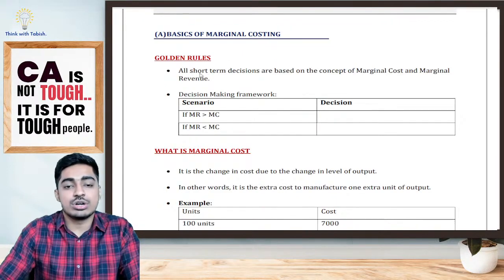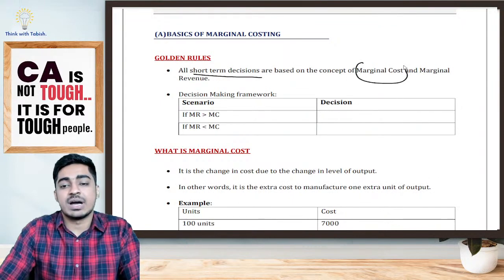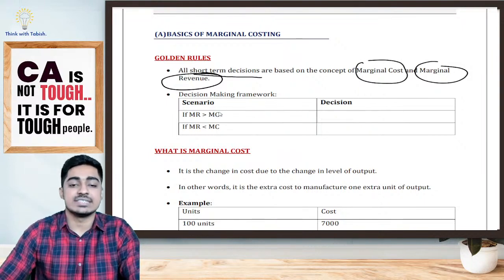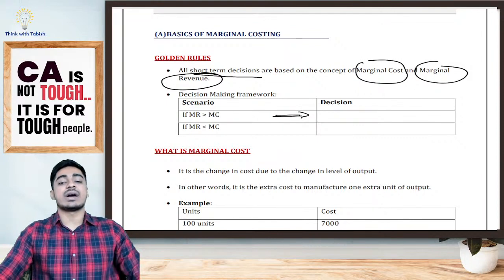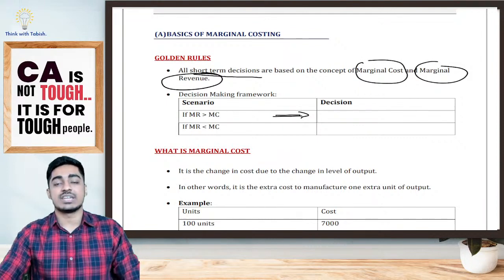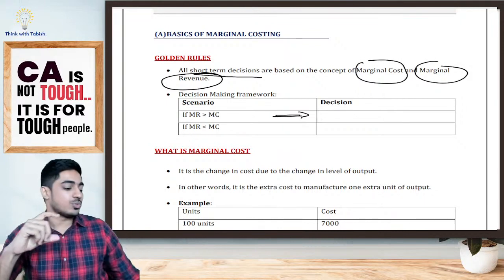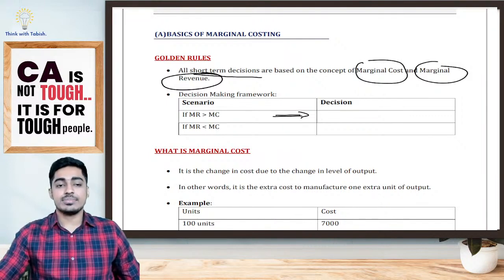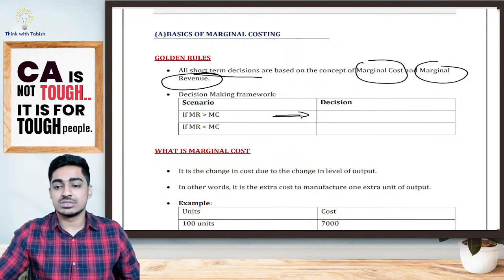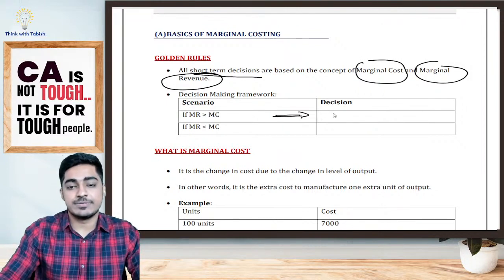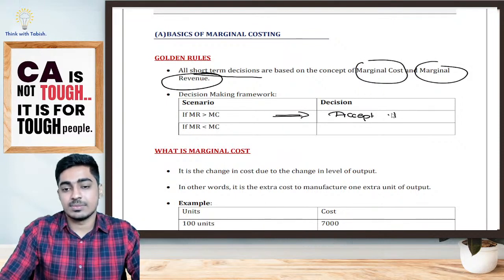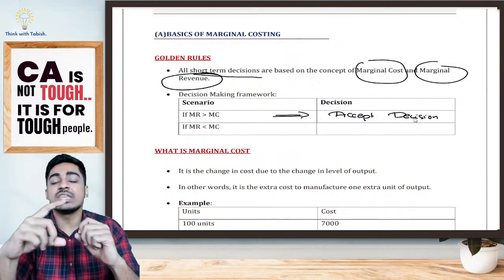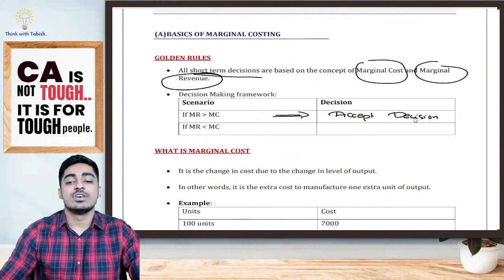First, let us have a look at the basics of decision making. All short-term decisions are based on the concept of marginal cost and marginal revenue. We compare marginal cost with marginal revenue. So how do we take a decision? If marginal revenue is greater than marginal cost, what do we do, students? Do we accept? Do we reject? We accept the decision. Perfect. But if marginal revenue is lesser than the marginal cost, say marginal cost is 3,000 and marginal revenue is only 1,000 rupees, what do we do? We reject the decision.